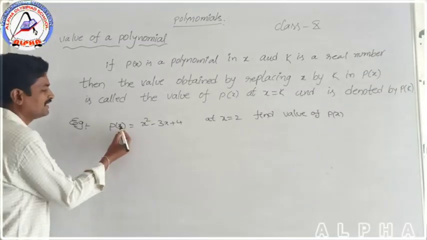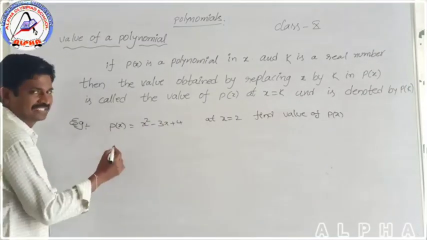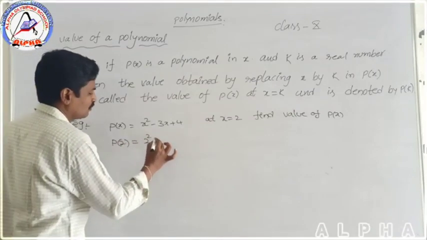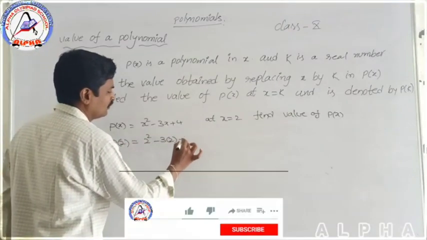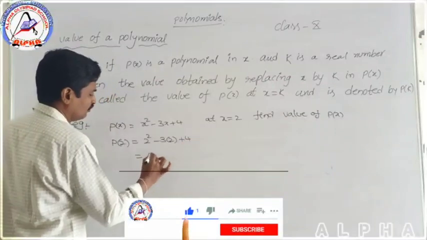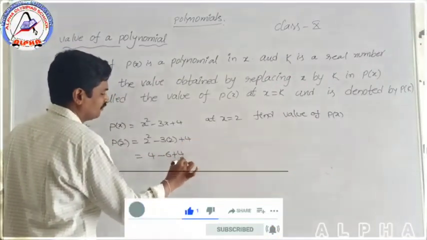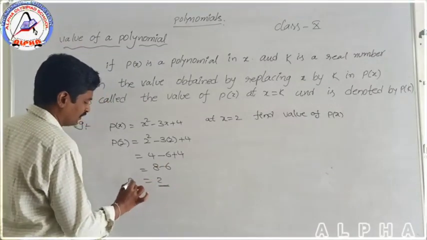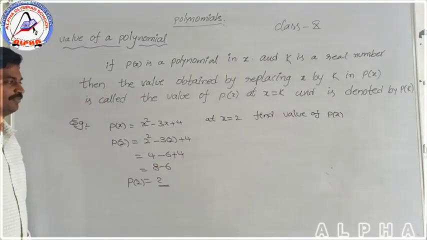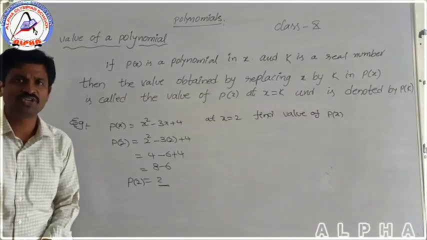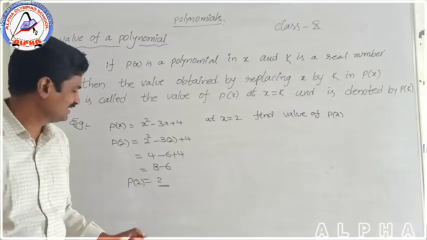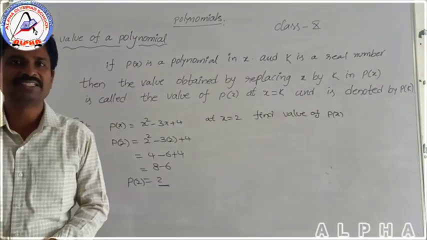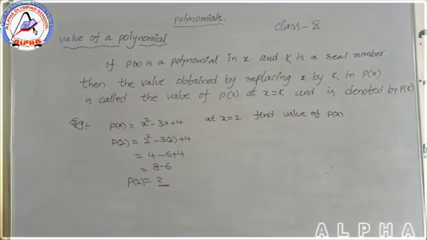That means replace x by 2. That is, p of 2 is equal to 2 square minus 3 into 2 plus 4. 2 square is 4, minus 6, plus 4. That is 8 minus 6, which is equal to p of 2. The value of the polynomial x square minus 3x plus 4 at x is equal to 2 is 2. Like this we will find the value of the polynomial at any point.